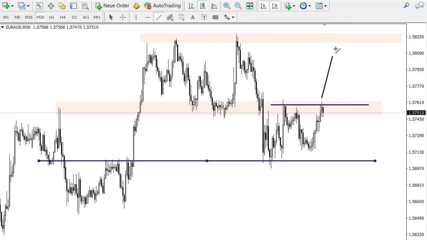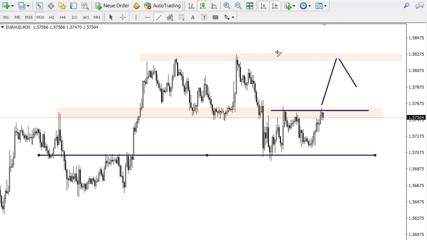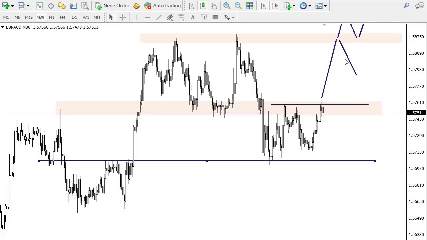Maybe we can see something like a move back into the level, followed then by a move lower. This could then initiate a short. Or let's just look at another one. Maybe the price is even breaking above that. In such a case, we can either try to trade a breakout, or we wait for a retest when the price is coming back into the level, testing it as support, and then moving higher.